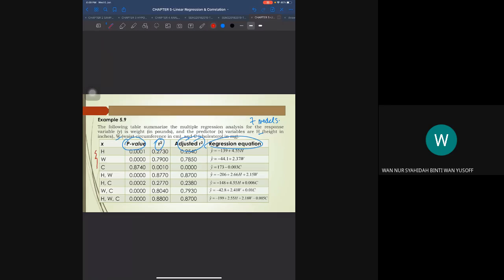Okay. In terms of p-value here, which variable has the significant p-value? Anyone? H and W. H and W.